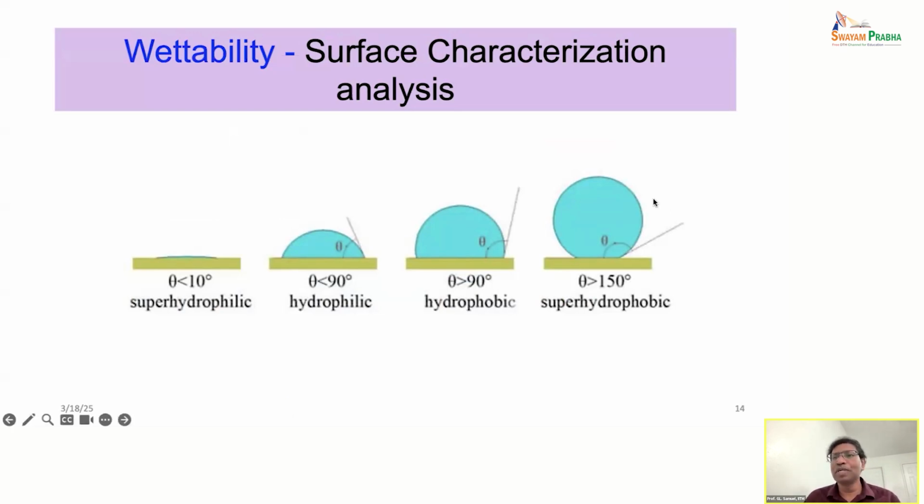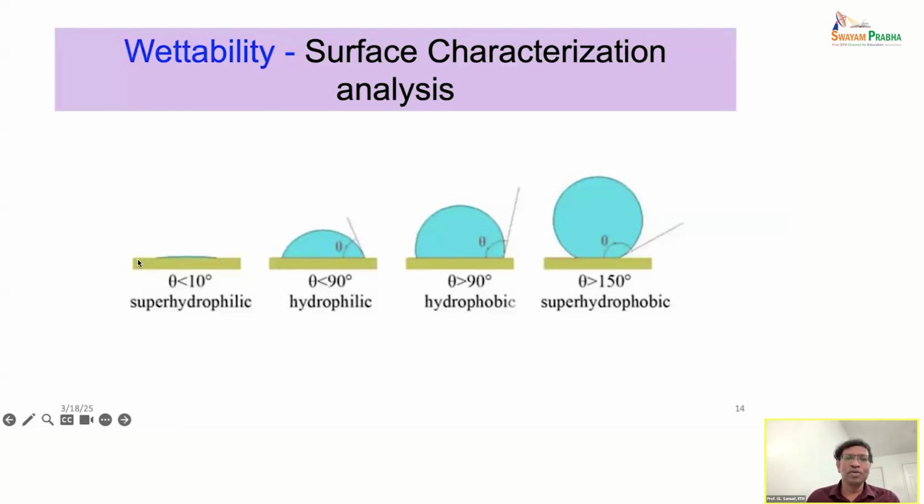Then one more interesting property you need to understand before we go for texturing, that is called the contact angle. The angle whatever you are seeing here, that is called the contact angle.